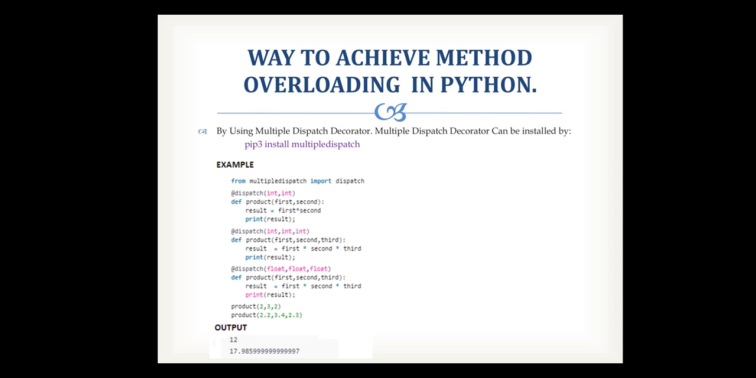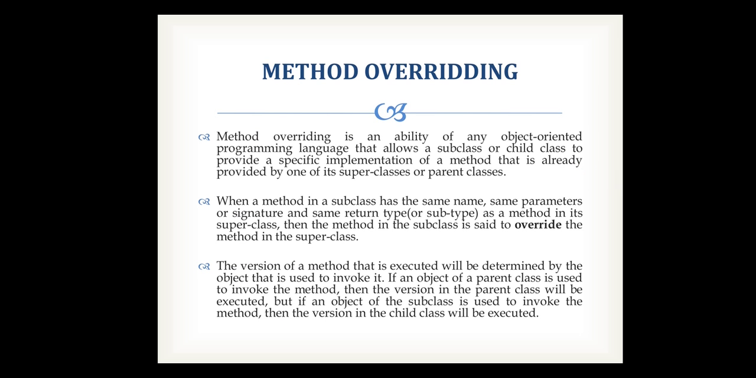When we call the method with three parameters like 2, 3, 2, it shows the result 12. When you pass three parameters that are float values, it calls the product method which has three parameters of type float, multiplies them, and shows the result, that is 17.98 and something. So this way you can achieve method overloading in Python. Next is method overriding.